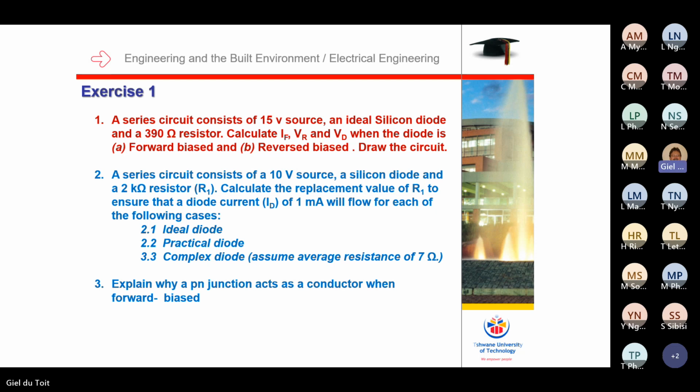Remember, for an ideal diode, there's no 0.7 volt drop here. There's no volt drop over an ideal diode. And that is why the replacement value for the resistor for that 2K must be a 10K. Right, so let's do the next one.